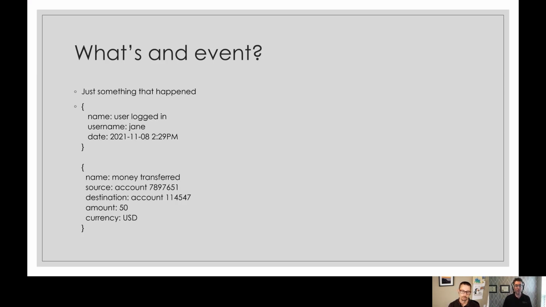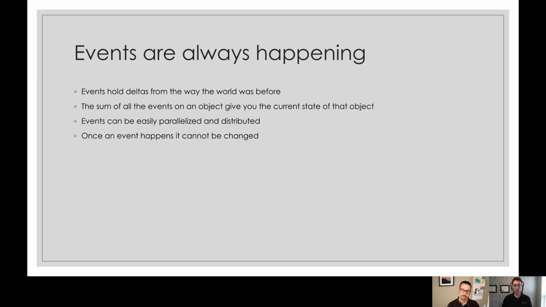We might also have something like the traditional example of a bank transfer, right? If you're moving money between two different bank accounts, so you have a source and destination, how much you're transferring, and you send that out there. So basically, events are things that are always happening inside of your system. They hold deltas from the way that the world was before.